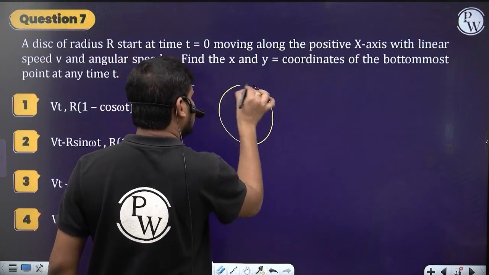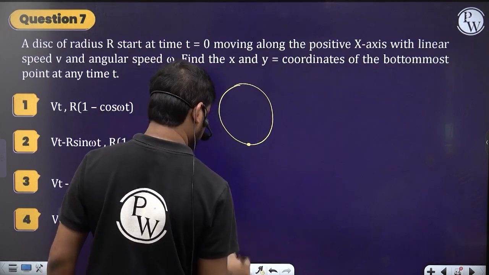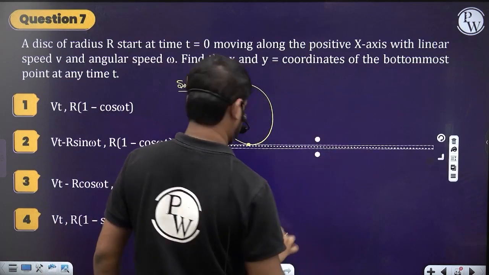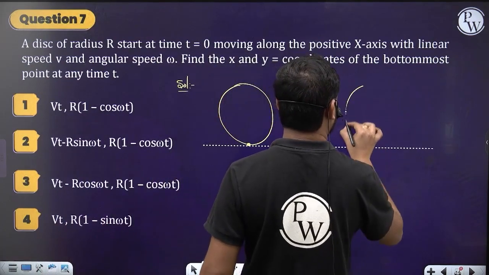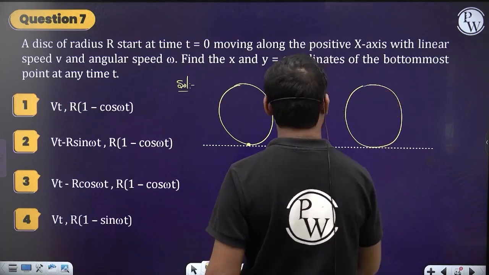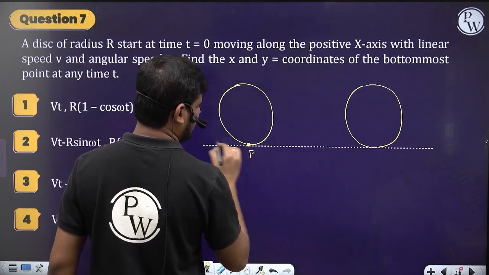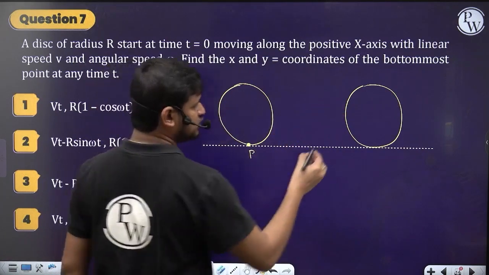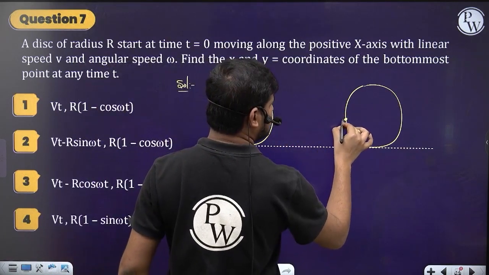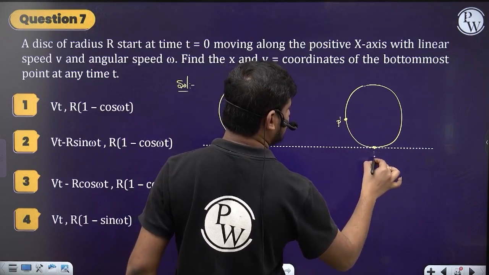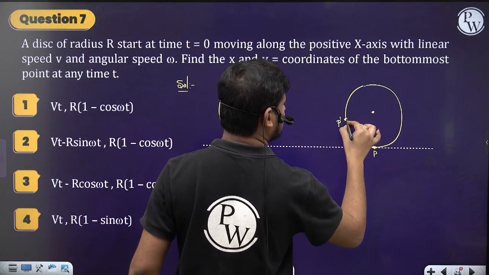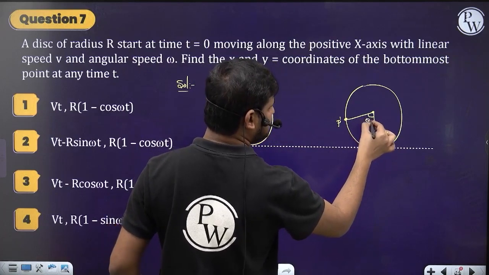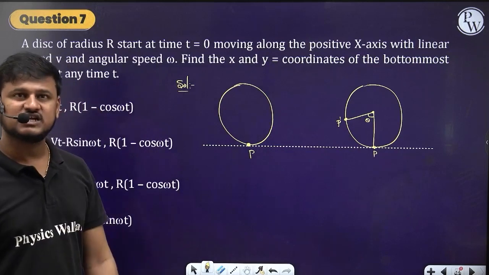So this is a wheel. This is the bottommost point. Let's consider this one. From here the wheel has moved to this place. So here is the bottommost point P. Now after some rotation, after some time, the point P has moved to some other point P dash. So to move from here to here, it is making some angular displacement theta.